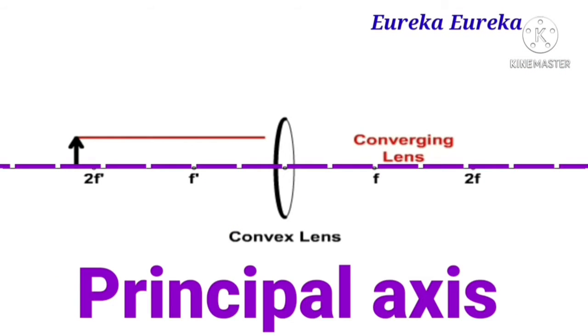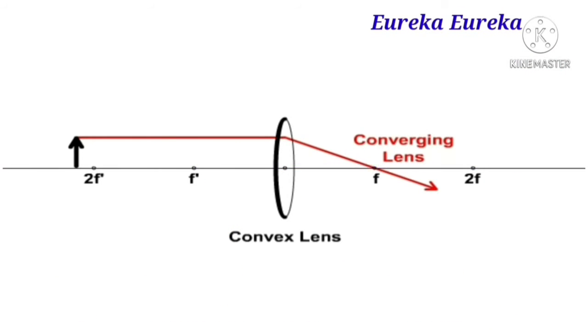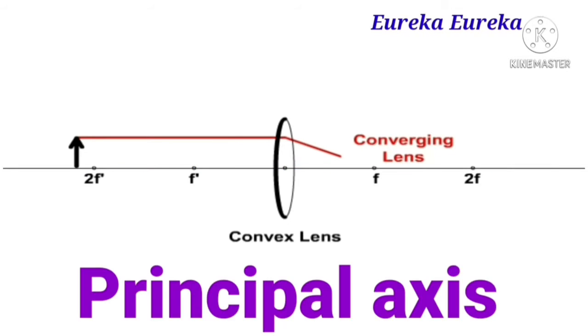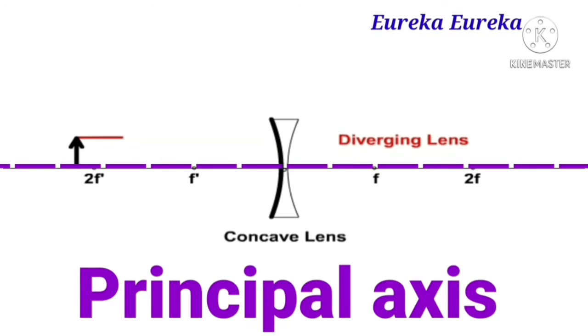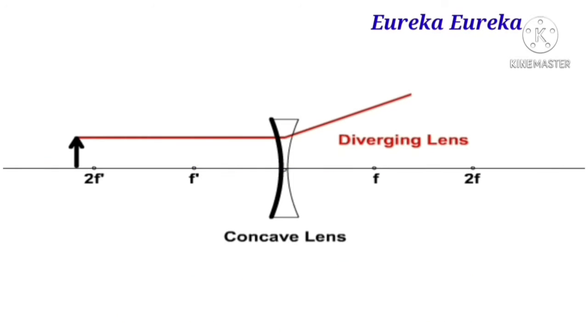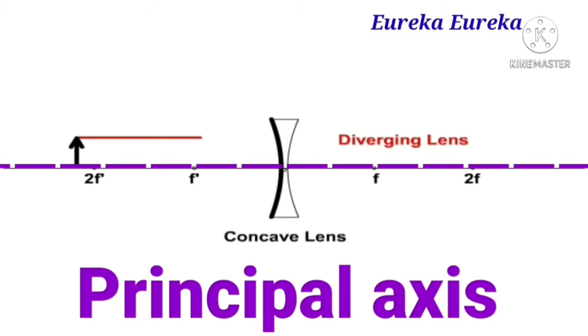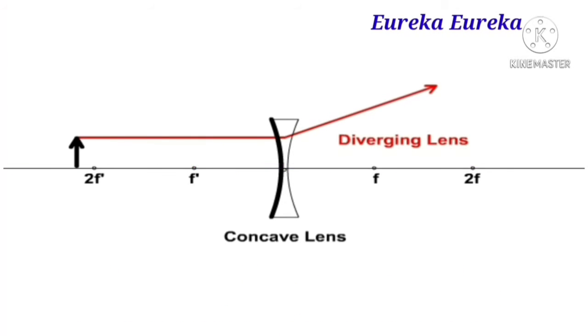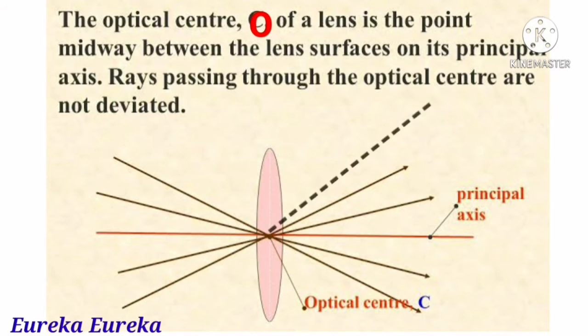Then is the principal axis: the imaginary line passing through both the centers of curvature is called the principal axis of the lens. And then the optical center. It is denoted by O, and the point inside a lens on the principal axis through which light rays pass without refraction, or without changing their path, is called the optical center of a lens.